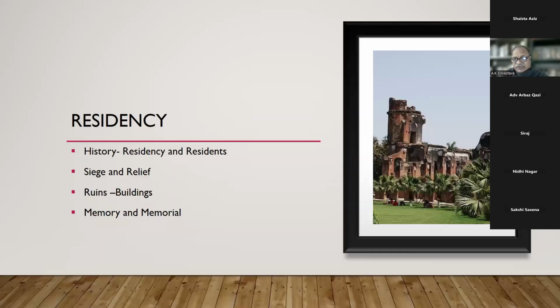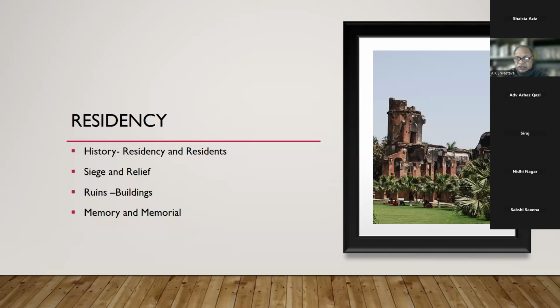Where were the residencies? Other than Lucknow, there are other places also. What was the function? So, in the initial part, we would like to brief you on the function and purpose of residency, and a brief history of Awadh and Lucknow.